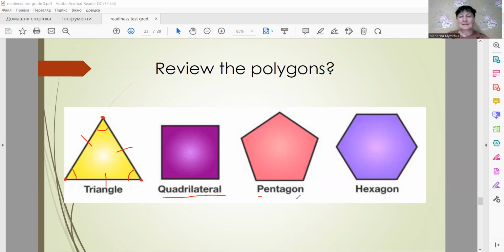The next word is pentagon. Penta, 5. Everything is 5. 5 sides. 1, 2, these are sides. 3, 4, 5. 5 vertices. These are vertices again, okay? And 5 angles. And hexagon, hexa means 6. Everything 6. 6 sides, 6 vertices, 6 angles. So now if you know this, you can solve the tasks that we have.